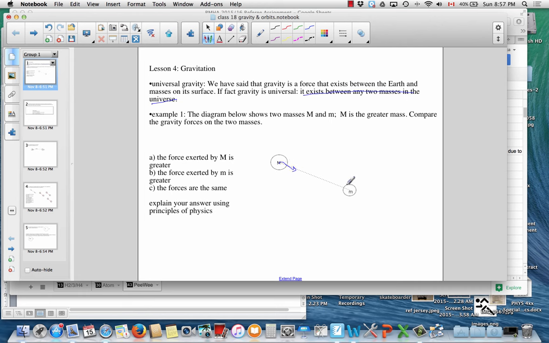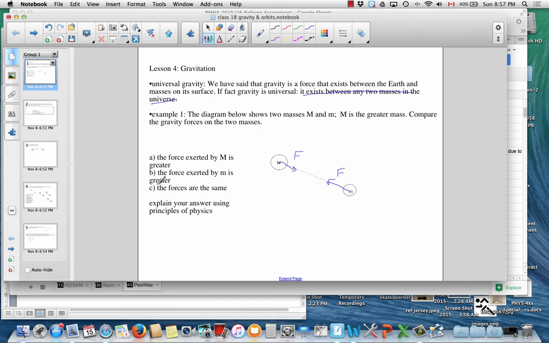Big M is attracted by small m, and small m is attracted by big M. And the question is, how does the magnitude of those two forces compare? Are they equal? Is one bigger than the other? Think about that for a moment.